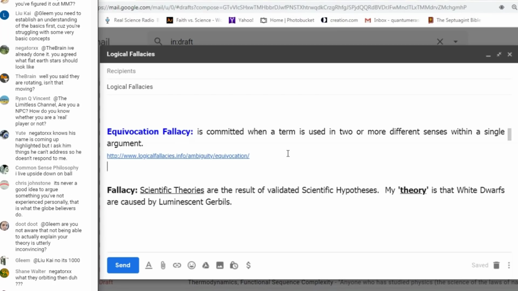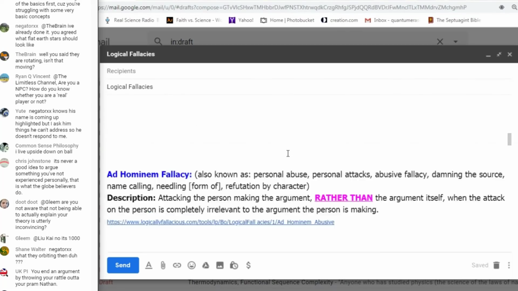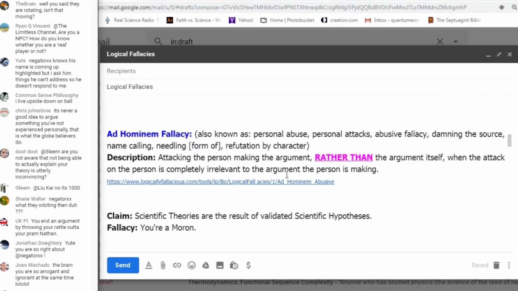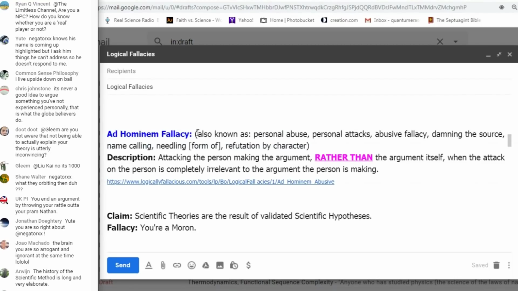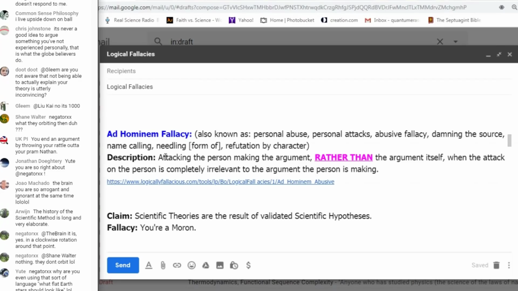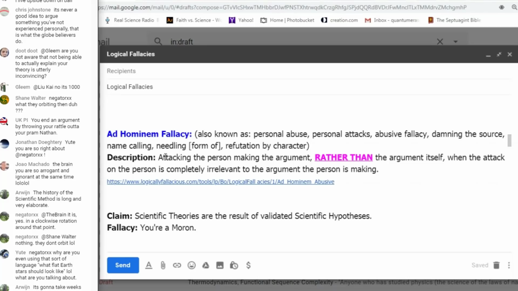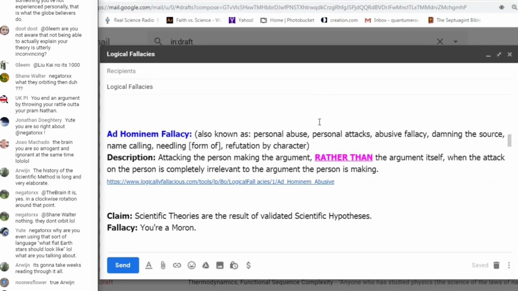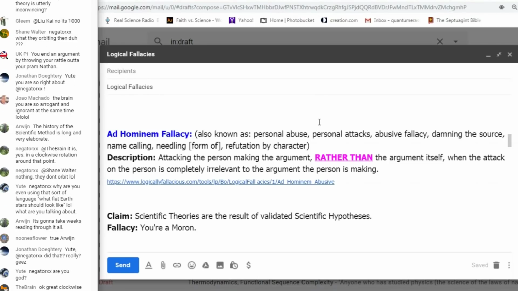Good? We're good? Equivocation fallacy. Next one of my favorites. This one is used and abused. I don't think quote mining would probably just beat this one out, but we're going to get to that one coming up here in a couple minutes. But ad hominem fallacy, let's see what this is. Let's define this thing, right? Also known as personal abuse, personal attacks, abusive fallacy, damning the source, name calling, needling, refutation by character.